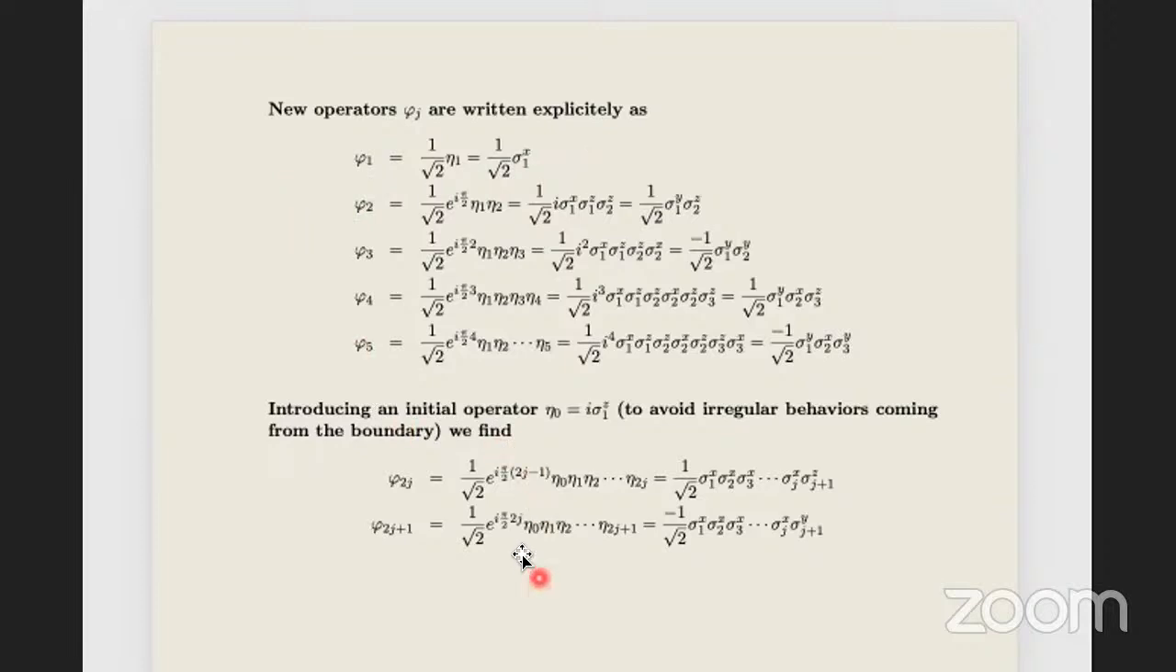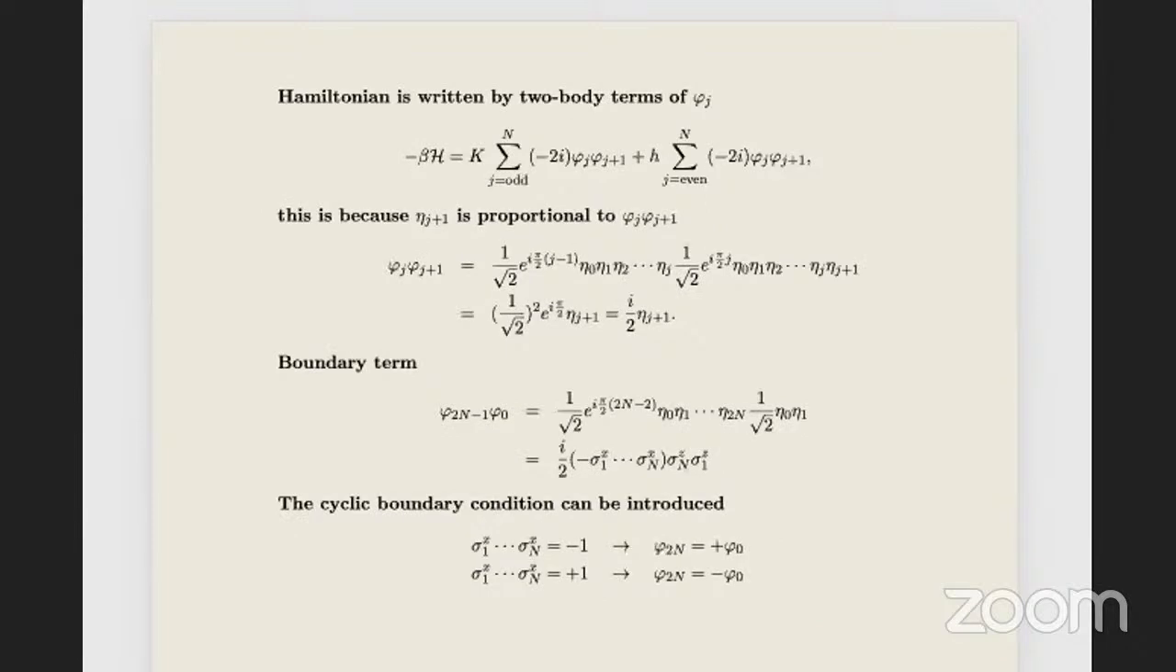We will also introduce an initial operator eta 0. We don't need eta 0 to diagonalize the Hamiltonian, but the calculations become simple with this eta 0. So then the transformation to phi j is explicitly written here. This is nothing but the Jordan-Wigner transformation. So we obtain the Jordan-Wigner transformation in the case of the transverse Ising model. So the Hamiltonian is written by two-body products of phi j. This is because eta j is proportional to this product, and because the Hamiltonian is a sum of eta j. And we can introduce the cyclic boundary condition here. We consider the boundary terms and classify them, and the cyclic boundary condition appears.